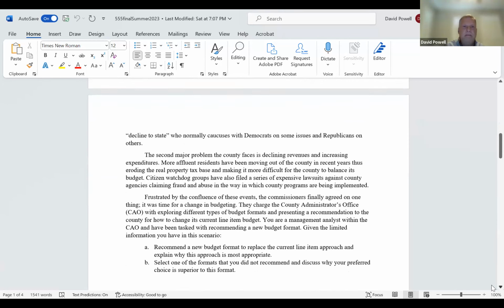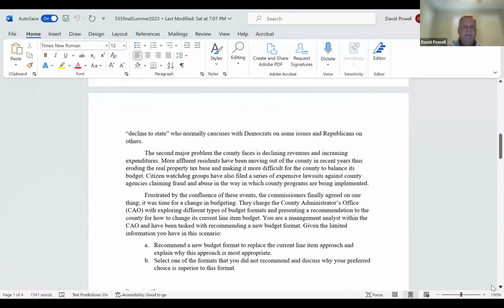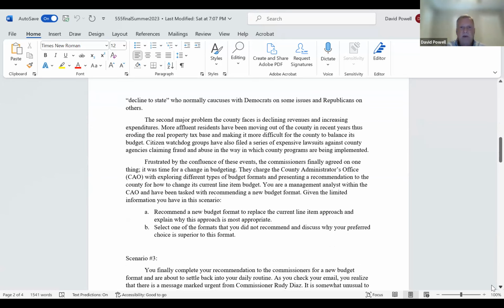The second major problem the county faces is declining revenues and increasing expenditures. More affluent residents have been moving out of the county in recent years, thus eroding the real property tax base and making it more difficult for the county to balance its budget.